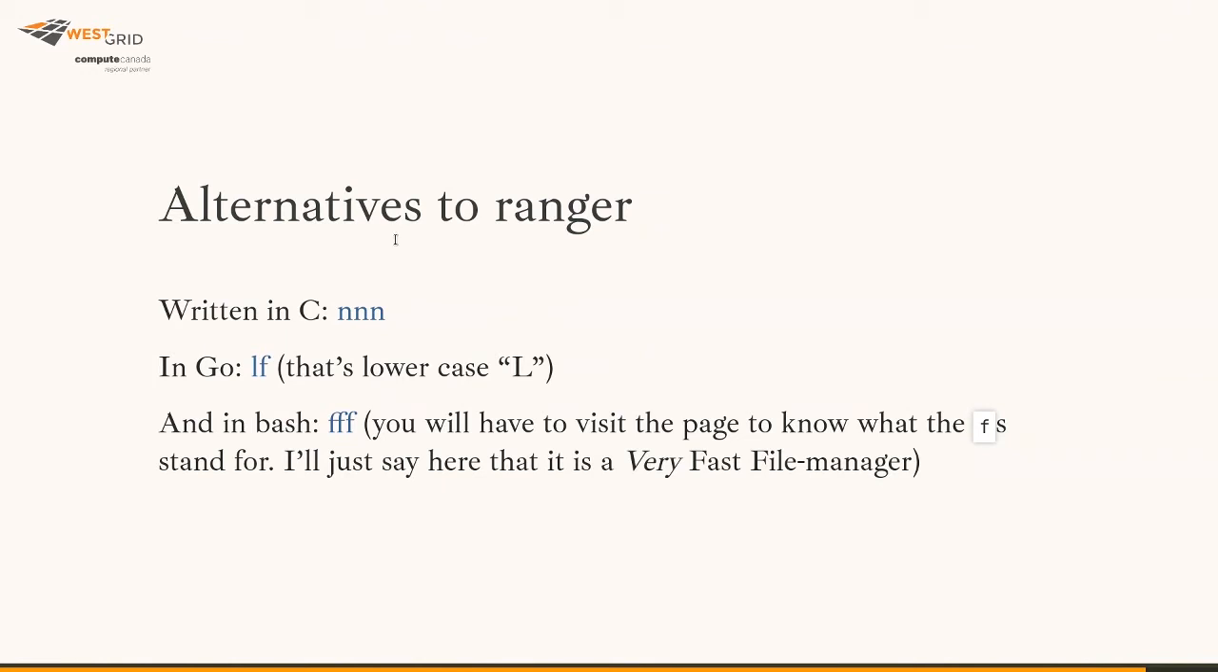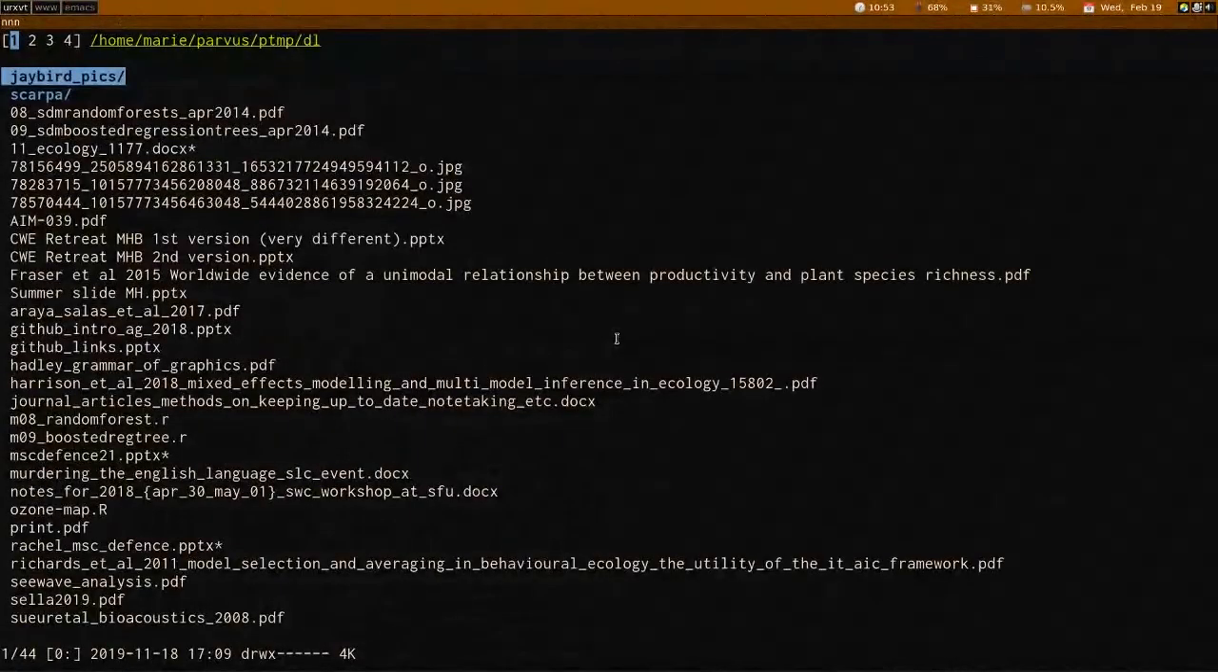So there are alternatives. NNN is the fastest of them all because it's written in C. It's very similar. Oh yeah, that's right. You have various, I never use it, so I don't remember, and I got surprised by the design, actually. I thought it would look like something else. You have various tabs in here, and you can navigate things. So the key bindings are different. I don't know them. But the idea is similar.